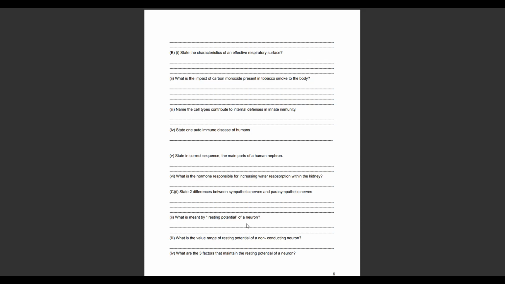Part C, Roman number 1. State 2 differences between sympathetic nerves and parasympathetic nerves.